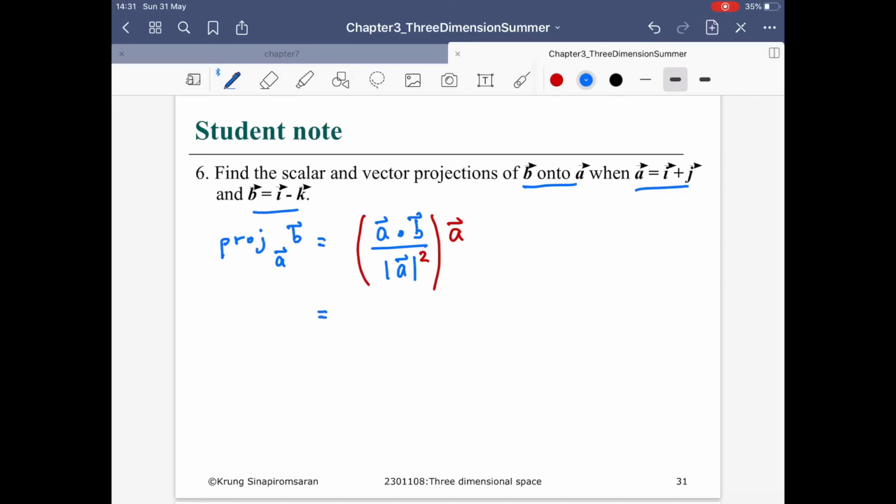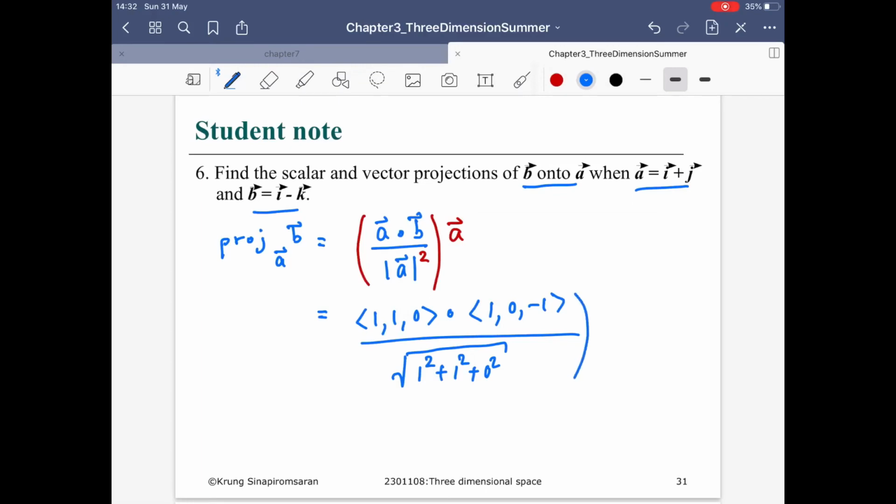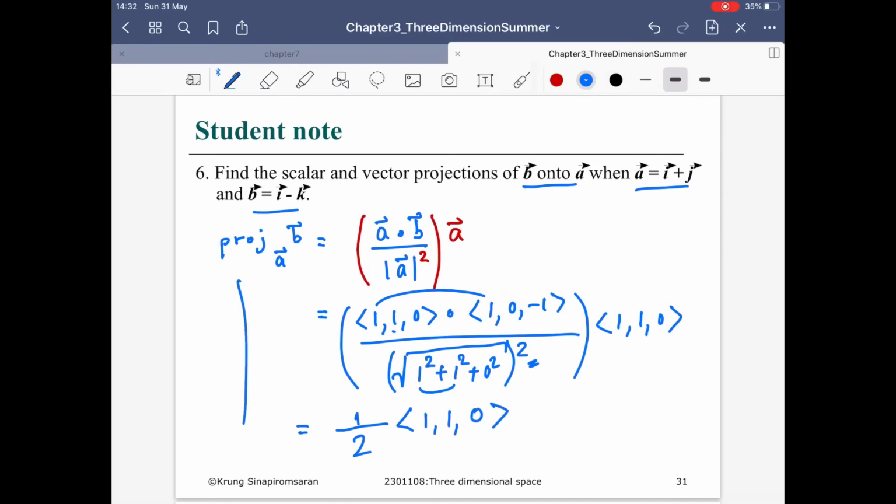So your A is 1 1 0, your B is 1 0 -1, and then the length of A is the square root of 1 squared plus 1 squared plus 0 squared, and the length of A itself, of course, this is another square, right? Don't forget. And then the A is 1 1 0. So the one on top you got 1, and then the rest are 0. So you got 1 on the top, and then you got the square root of 2 squared, so you got a 2 at the bottom, and this one is your A. So that will be your vector projection of your B onto A.